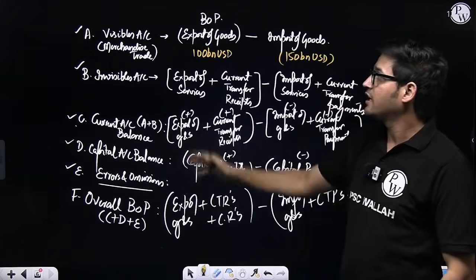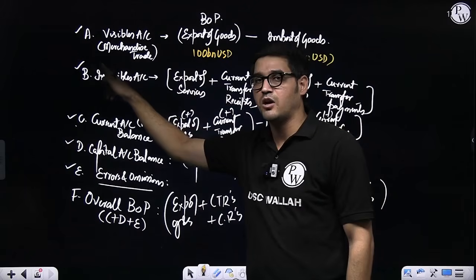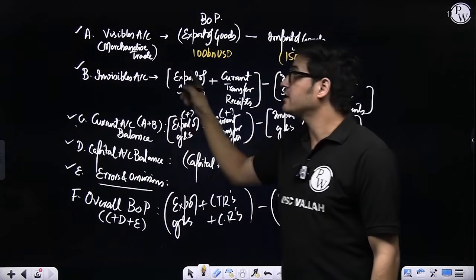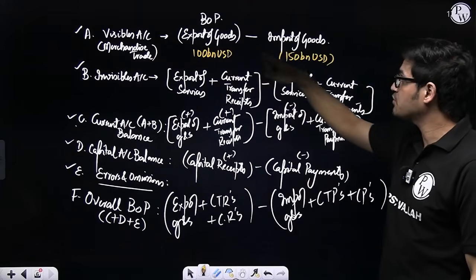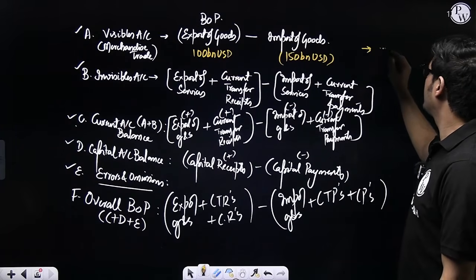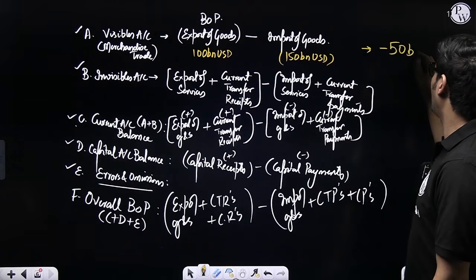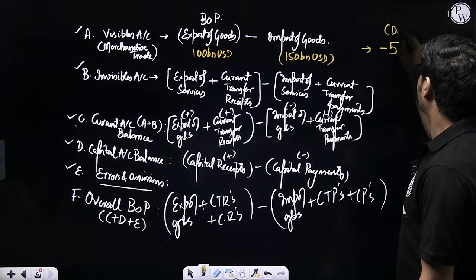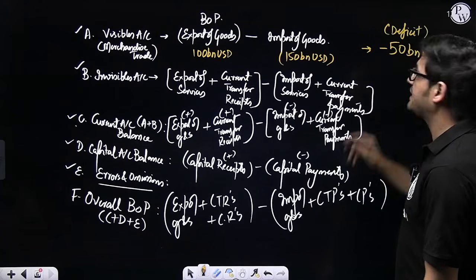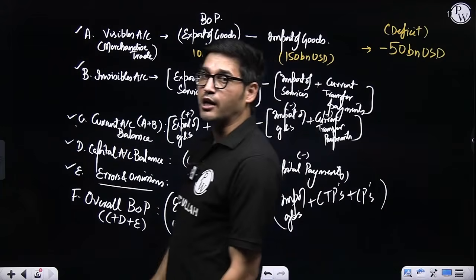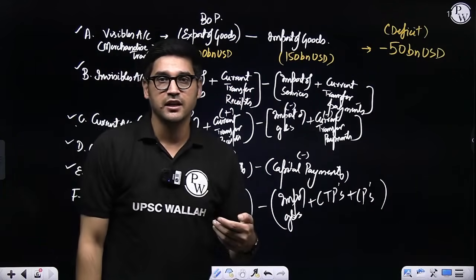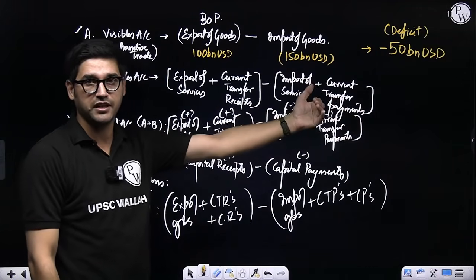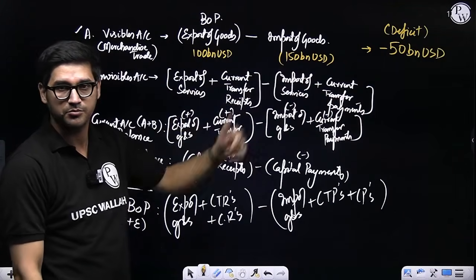This would mean that in the visibles account balance, also called the trade account balance, we have $100 billion minus $150 billion. We have a deficit of 50 billion US dollars. Whenever this value is negative, it is called a deficit. On the trade account, we have a deficit, meaning that this year, $50 billion left the economy because of trade in goods.